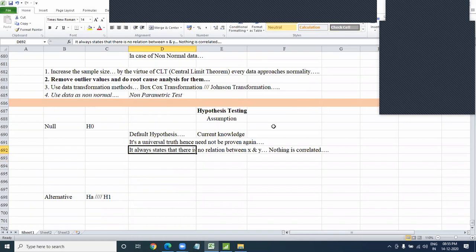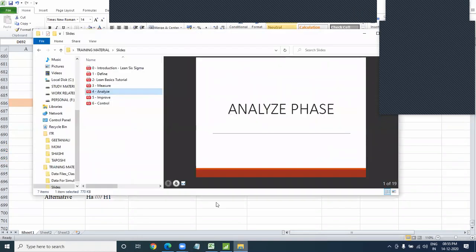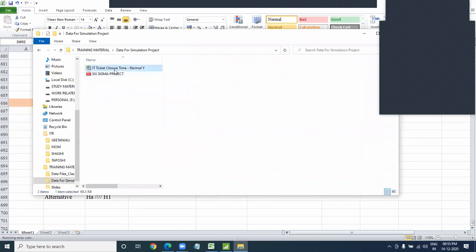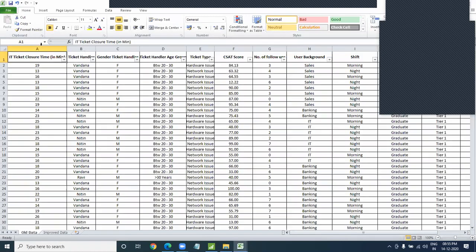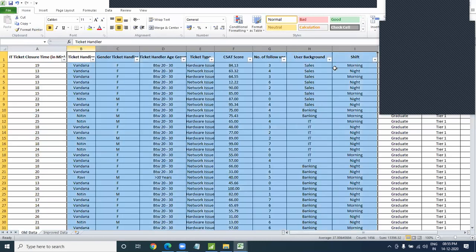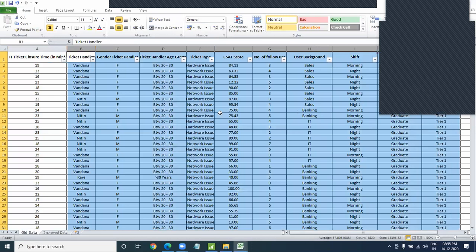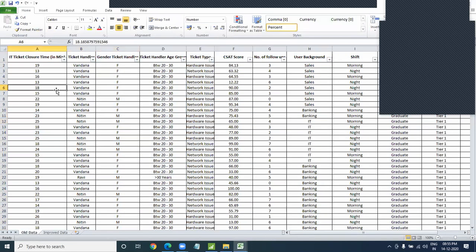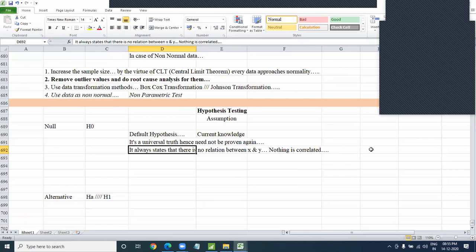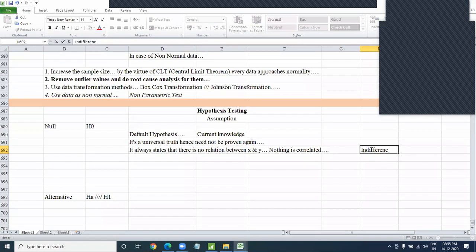So you had a business problem and a long list of possible reasons. If you go back and look at the data we had collected for the IT ticket closure time, we had a lot of X's. As per null, this is all junk. Nothing is related in this. Practically, there's no relation between X and Y. Nothing is correlated, and nothing is impacting your business problem. That's what null is. Null talks about indifference: no impact, no relation.